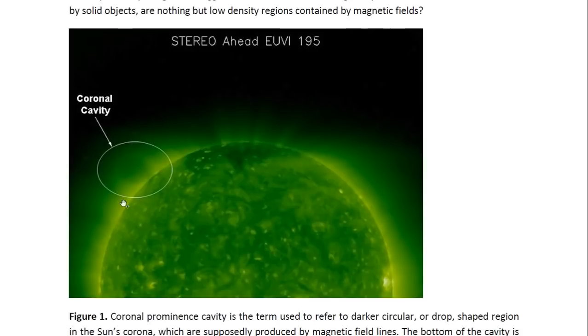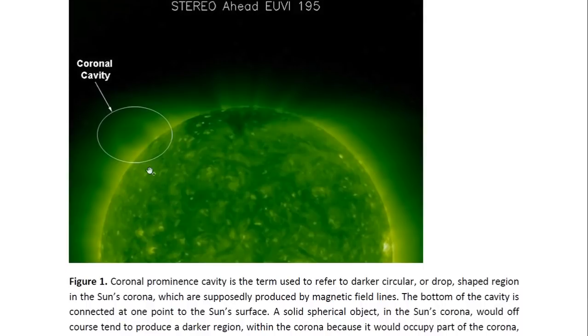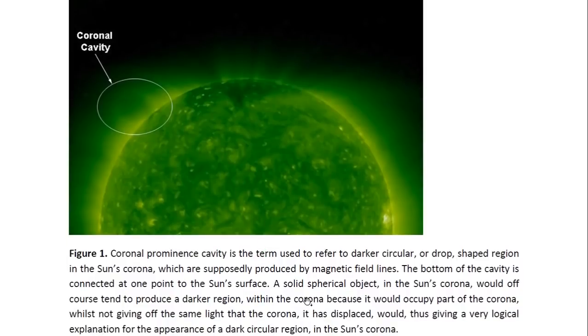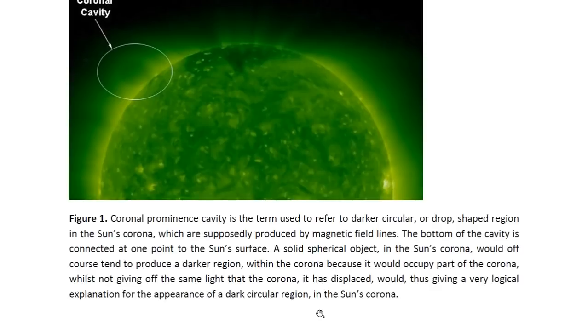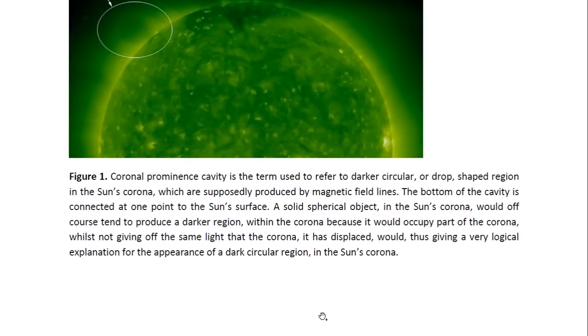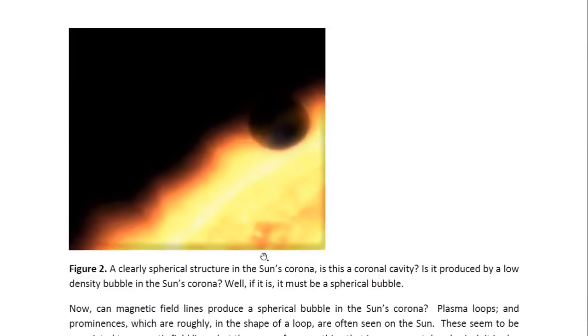And here we see what a coronal prominence looks like. It's basically a circular, darker region within the sun's corona, and it's surrounded by corona which is lighter than that region. Now, a solid spherical object in the sun's corona would, of course, tend to produce a darker region within the corona because it would occupy part of the corona whilst not giving off the same light that the corona it has displaced would, thus giving a very logical explanation for the appearance of a dark circular region in the sun's corona. And here's one of these objects which I refer to as stellar cores.